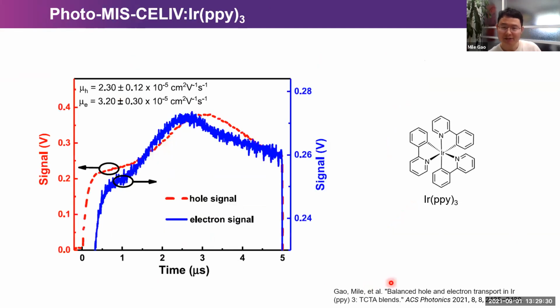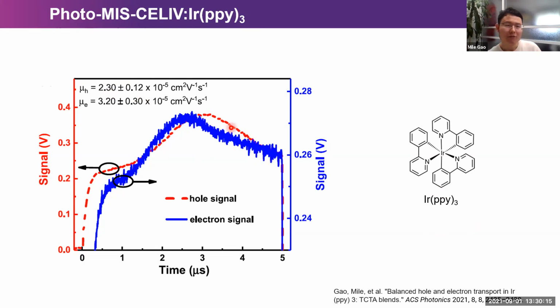To validate this method, we first measured the charge transport property of a neat ERP film. The electron mobility of ERP has not been measured and is not measurable using standard MIS-CELIV due to the injection problem. And these are the resultant transients for both hole mobility, which is the red signal, and electron mobility, which is the blue signal. We can see that both transients have well-defined peaks, and the hole mobility and electron mobility can be calculated to be 2.3 and 3.2 times 10 to the minus 5.